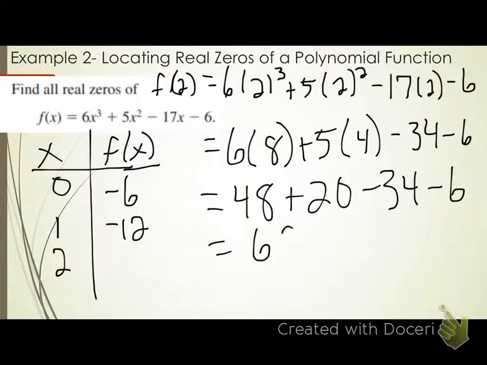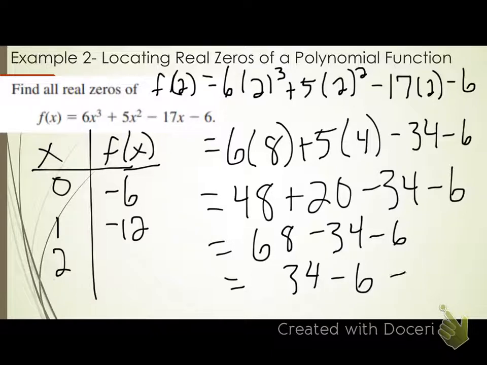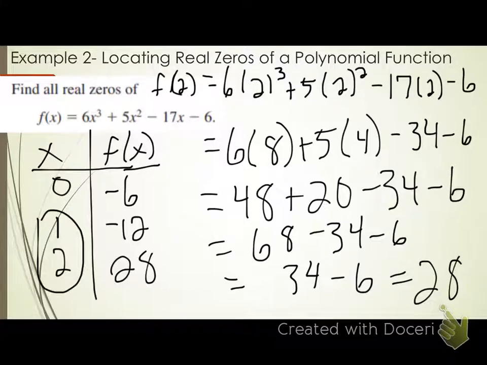48 plus 20 is 68. 68 minus 34 is 34. Not negative, it's positive 34. And 34 minus 6 would give me positive 28. Looky there. We got a positive value. So I know that somewhere between 1 and 2, I have a real root of my polynomial function.